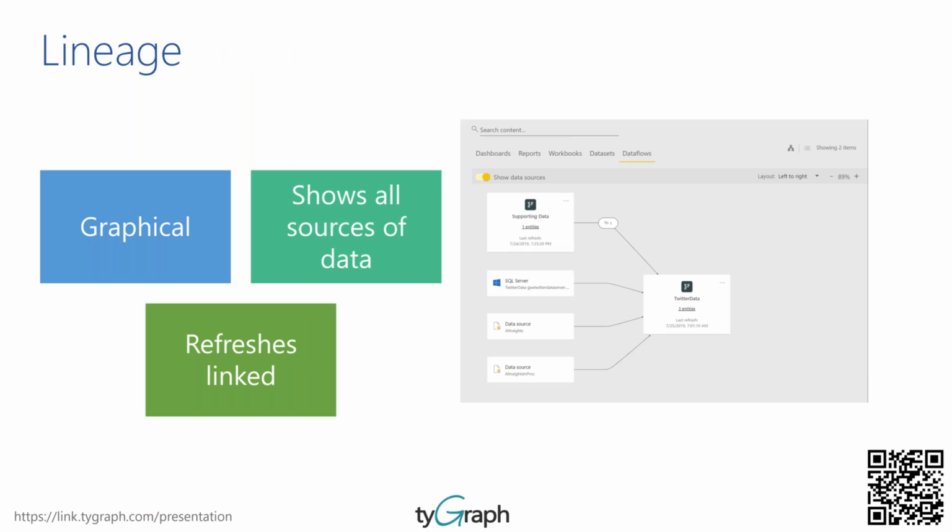There is a view in dataflows, and in fact, there is now a view in all of Power BI across the workspace, that shows you how the data comes together. So it's graphical. You can see here in the example on the screen, we've got a dataflow called Twitter data, and it consists of 3 entities that pull from 4 different data sources.